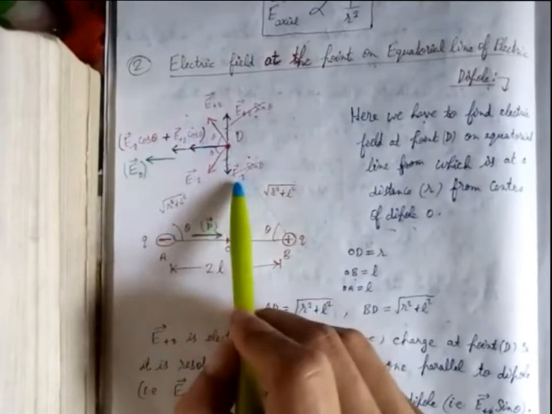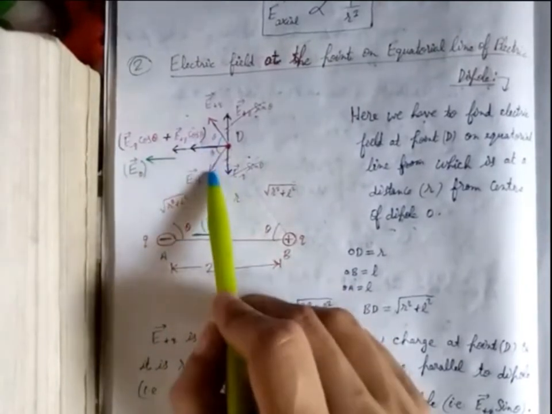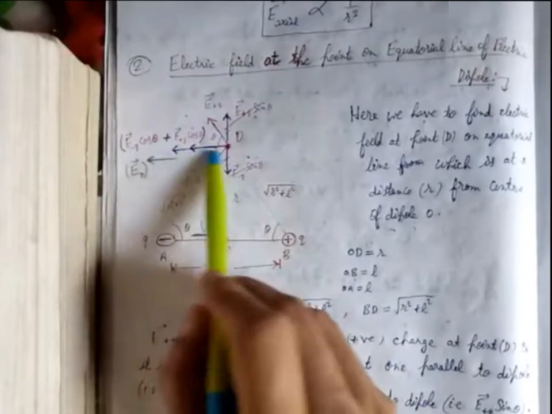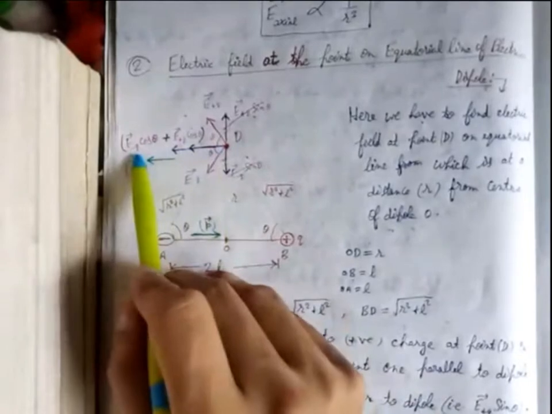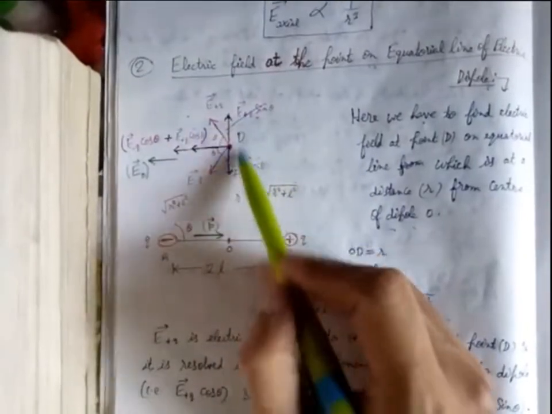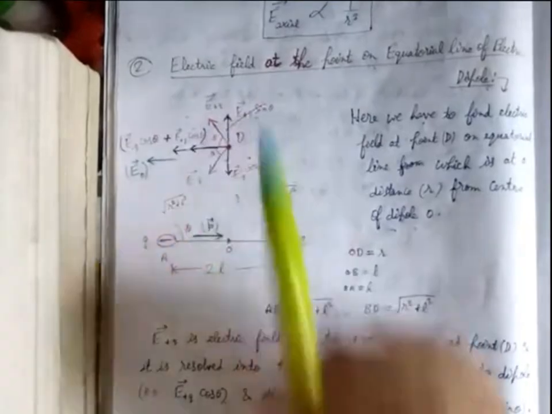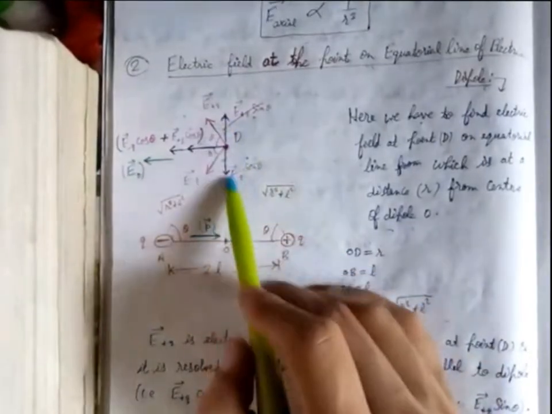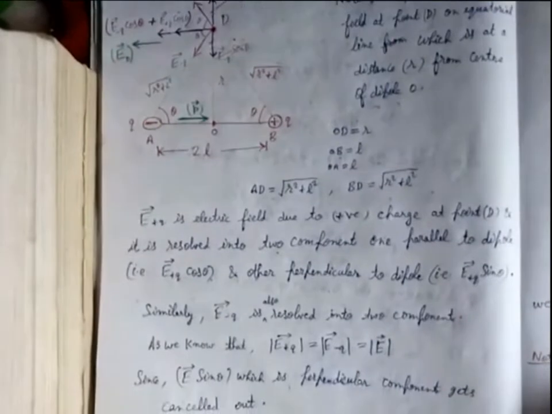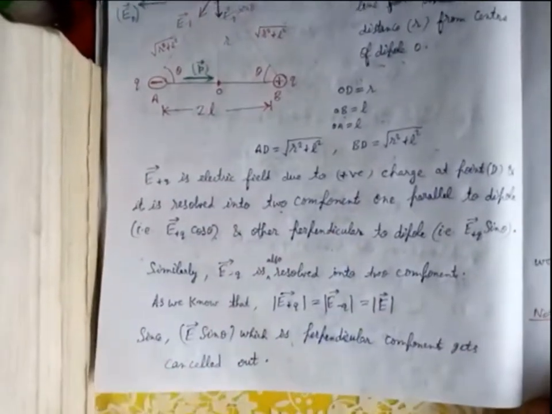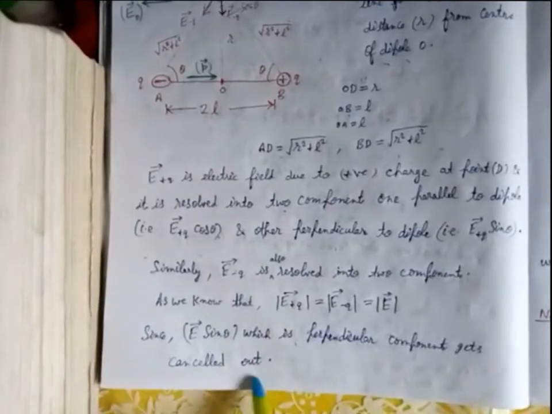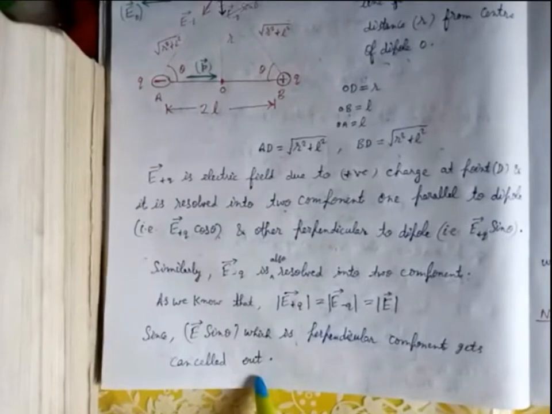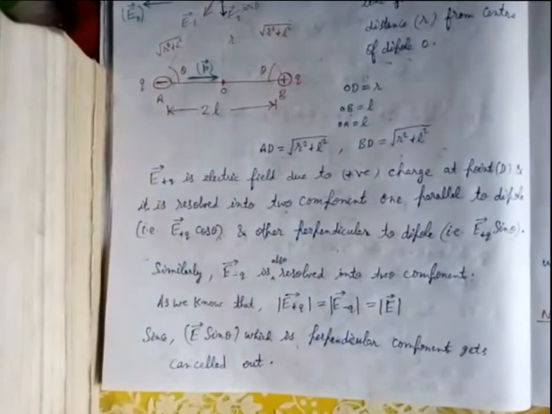One is cos, another is sine. So in both cases, the cos component gets added up in the same direction, along the B to A direction, and the sine component of both the electric fields gets cancelled out, which is happening in this case. So here I have written all the details: E sin theta, which is the perpendicular component, gets cancelled out, whereas we are left with only the 2E cos theta component.